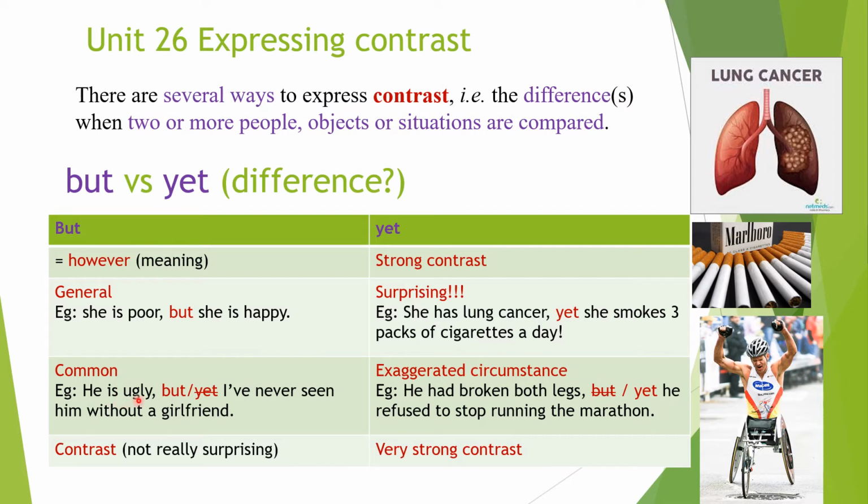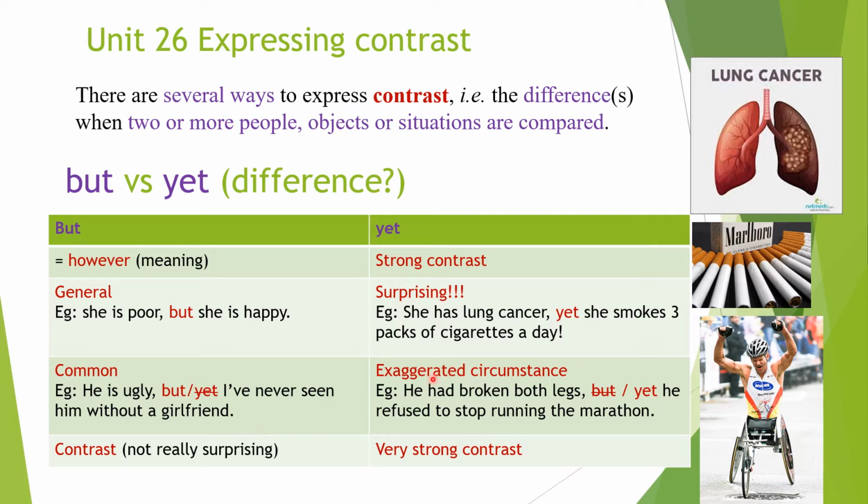Okay, for example, he's ugly or unattractive, but I have never seen him without a girlfriend. That means he always has a girlfriend, even though he is not that attractive. So it's quite common. Not many people are very attractive or handsome, right? Maybe he's kind, he's helpful, he's intelligent, or he's humorous. So he always has a girlfriend. We are talking about a common situation, nothing surprising, nothing special. It seems quite normal. If you are not attractive, if you are ugly, you can still have a girlfriend.